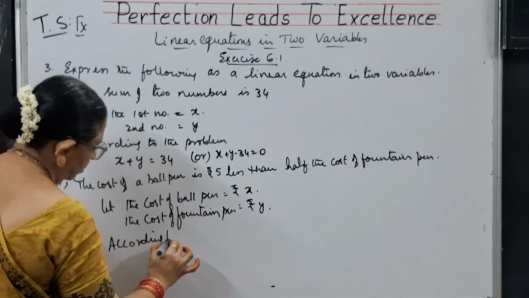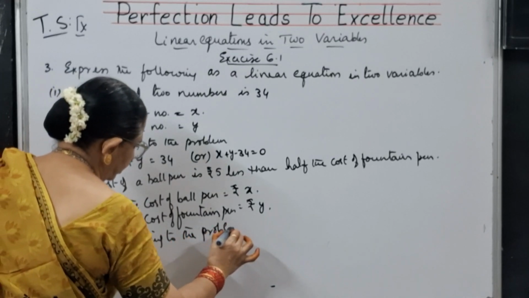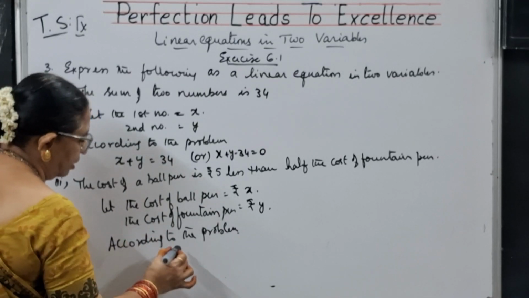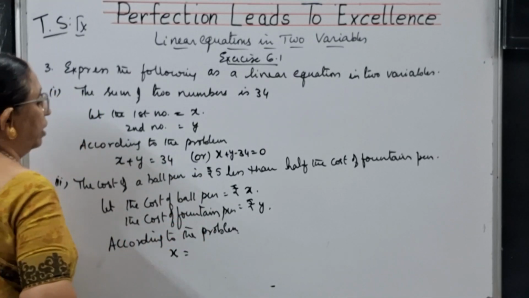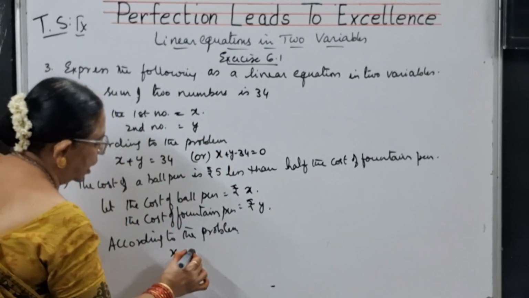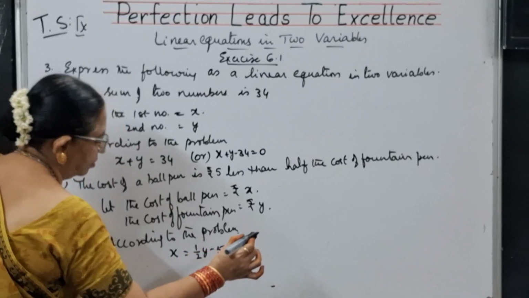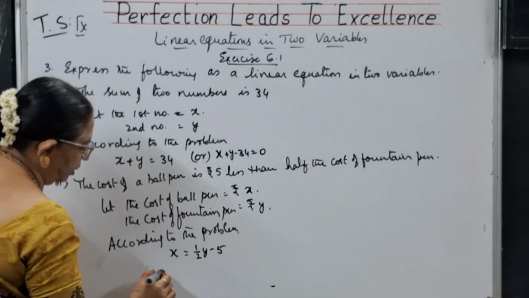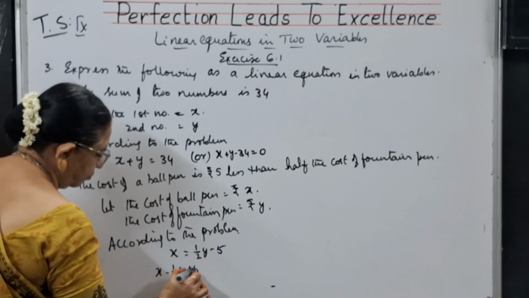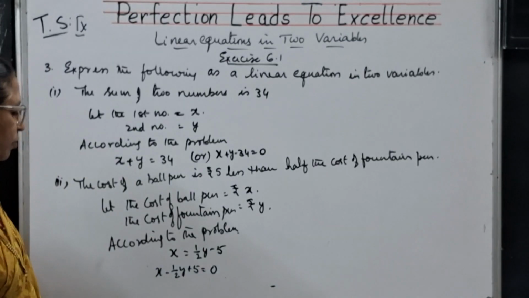According to the problem, what does the problem say? The cost of a ball pen, that is x, is equal to 5 less than half of the fountain pen. Fountain pen is y, half of the fountain pen. For this, 5 less. Okay, so how will you write? x minus 1 by 2 y plus 5 is equal to 0. So this is the equation that you are getting.